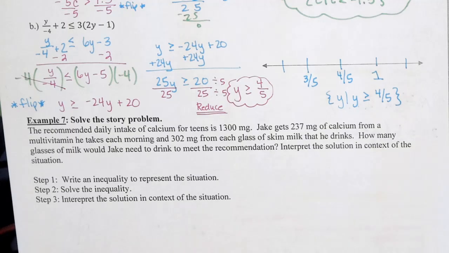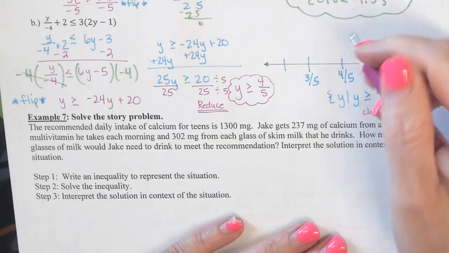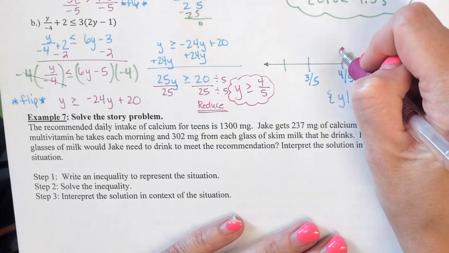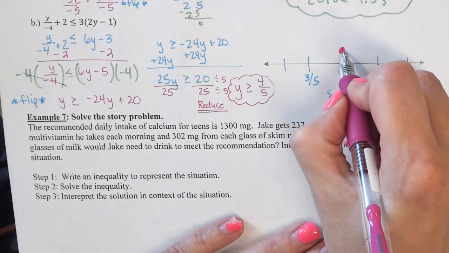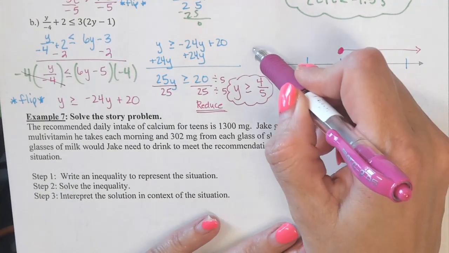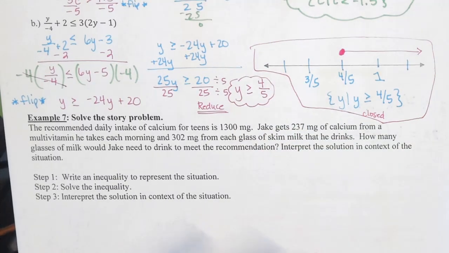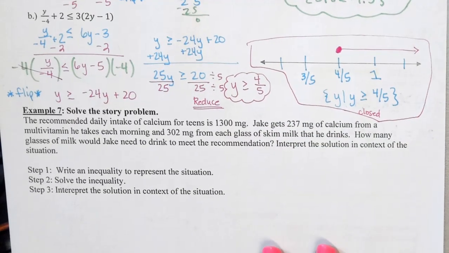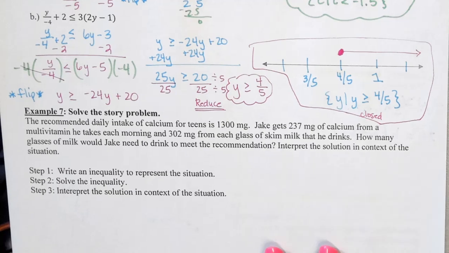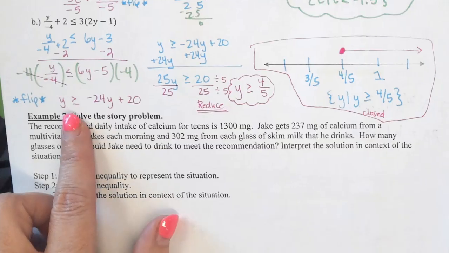And then here you are going to do a closed circle. And then if it's greater than, it's going to be going to the right. Okay, so what questions do we have on that one? So we flipped our sign okay?